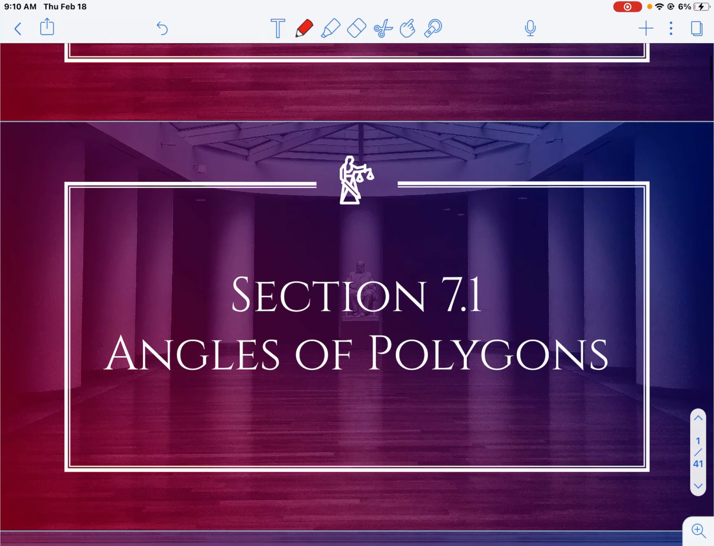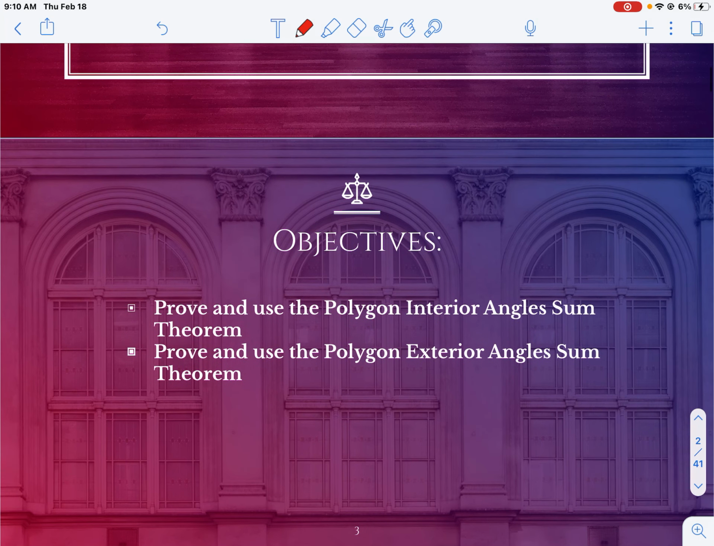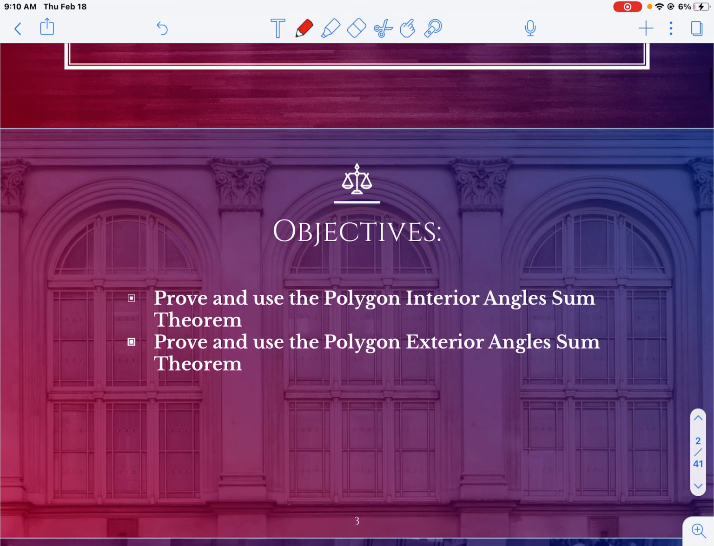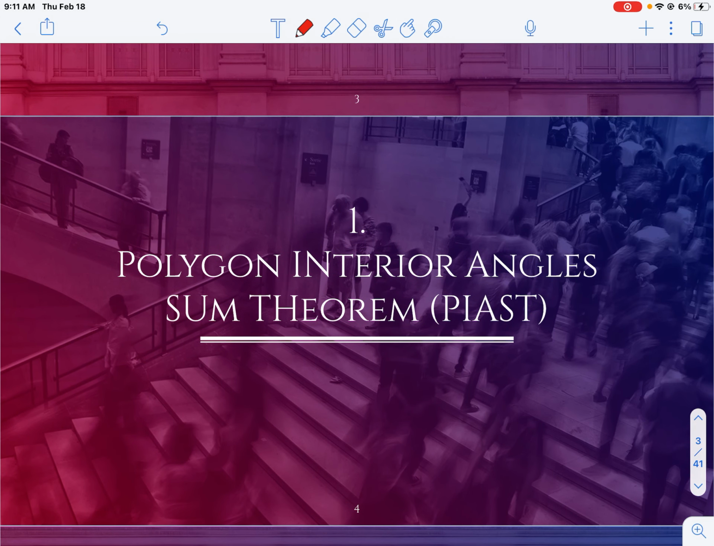So our first section in the quadrilaterals chapter is really not so much about quadrilaterals, but about polygons in general and their angles. So we've got two main theorems we want to look at. The polygon interior angle sum theorem and the polygon exterior angle sum theorem. So the polygon interior angle sum theorem.